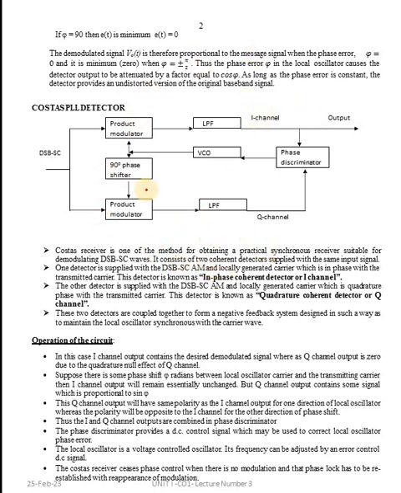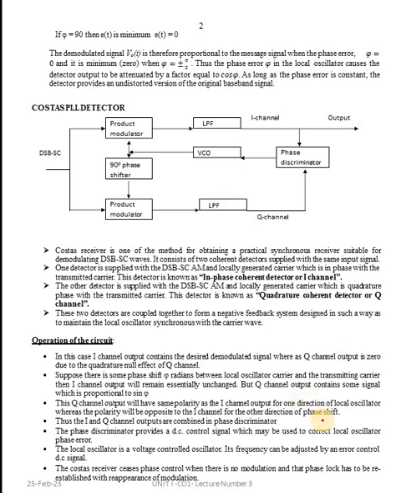It consists of two coherent detectors. One is the upper half, the second one is the lower half. Same input signal and transmitted carrier. The upper detector is known as the in-phase coherent detector, the I channel, and the lower half is the quadrature coherent detector, or Q channel. These two detectors are coupled together to form a negative feedback system designed in such a way as to maintain the local oscillator synchronous with the carrier wave.